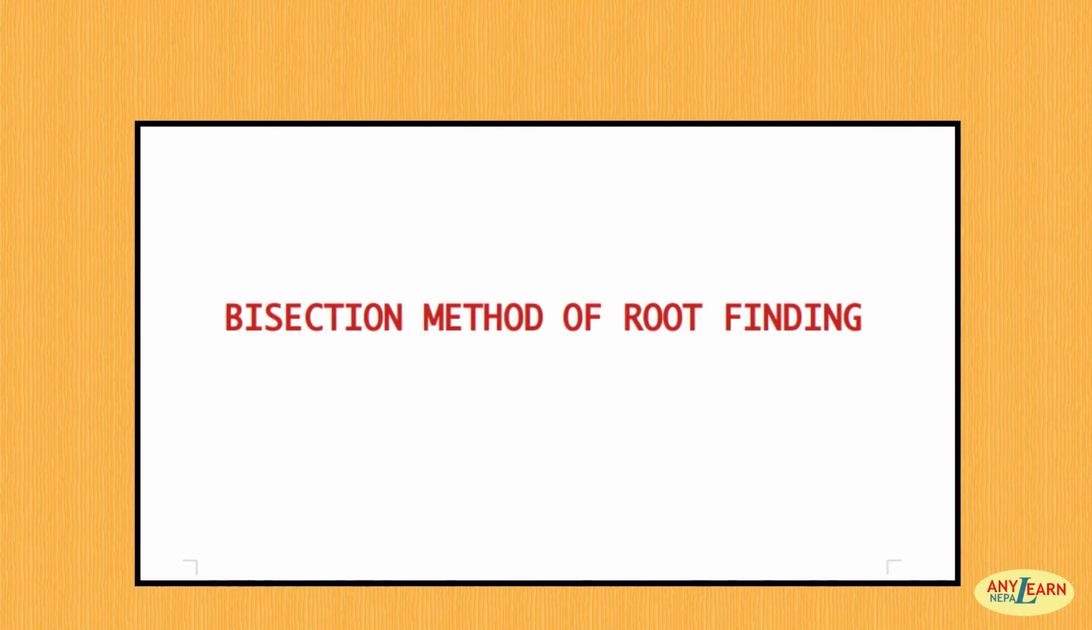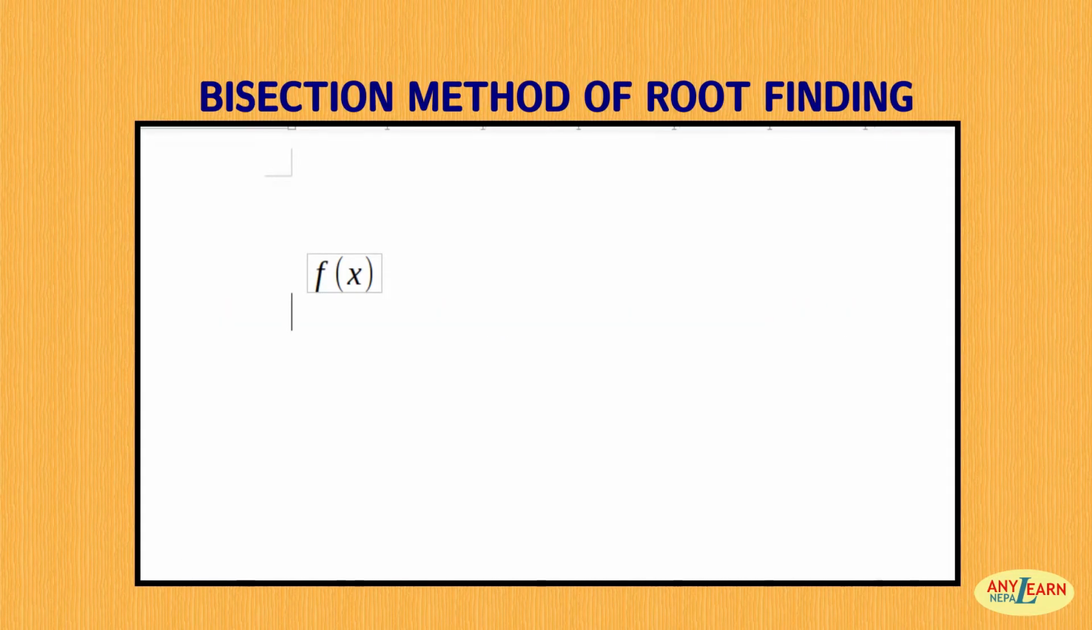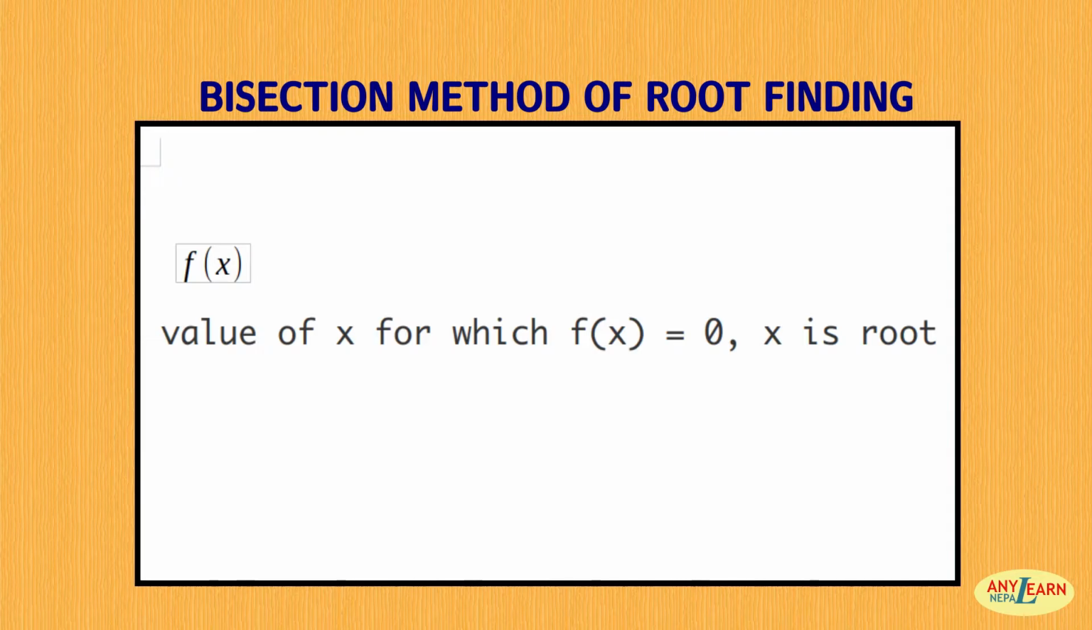In this video, we will understand the concept of the bisection method of root finding. Before going to the bisection method, let's first understand the meaning of the root of a function. If we have a function f(x), then the value of x when f(x) is 0 is the root of the function.